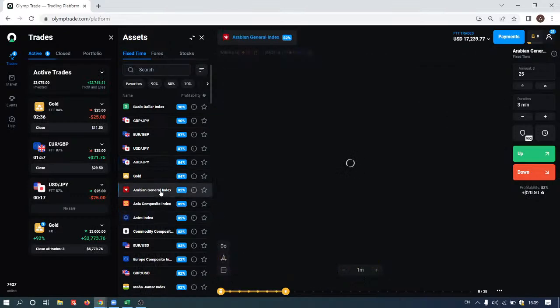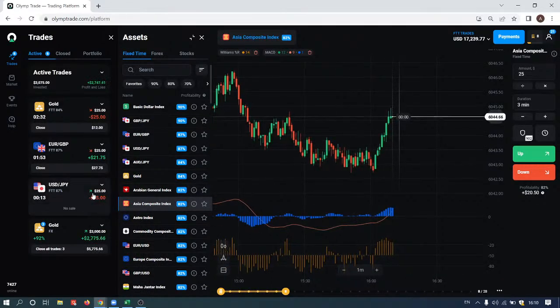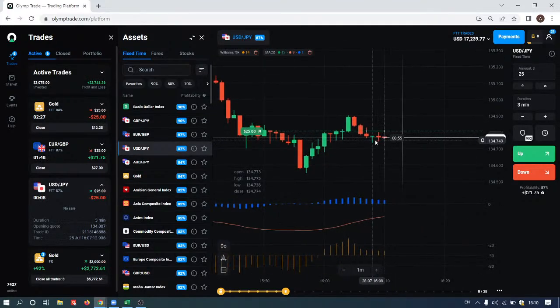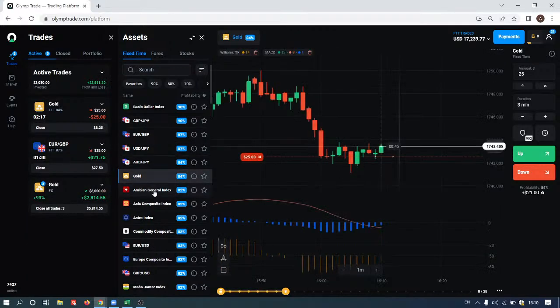So what can be another? Asia Composite Index, USD JPY. All right, so let's watch closely. So the USD JPY just not getting enough of the upwards momentum. All right, we will see that.